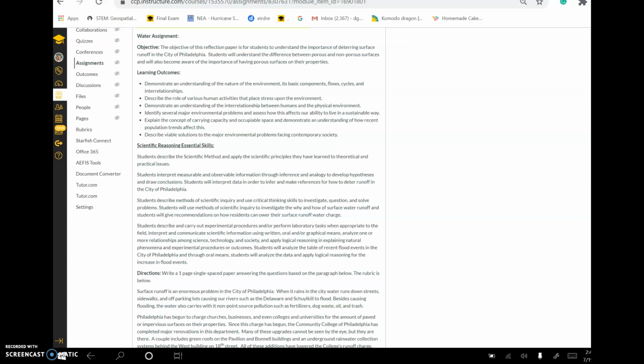So a couple things. Number one, permeable versus impermeable surfaces. So permeable allows water to penetrate through. Impermeable surfaces, water runs off of. So concrete, even pavers, even brick, anything that's paved over allows water to run off. Buildings cause water to run off.